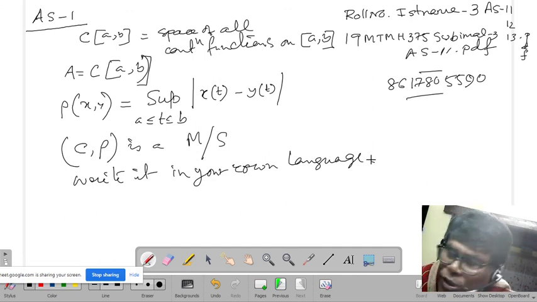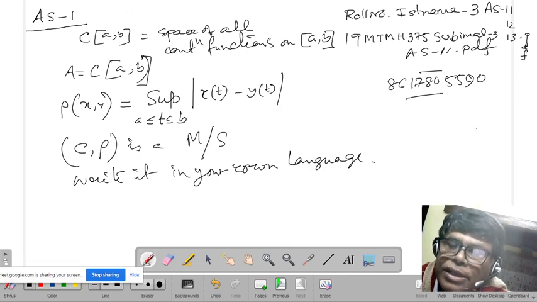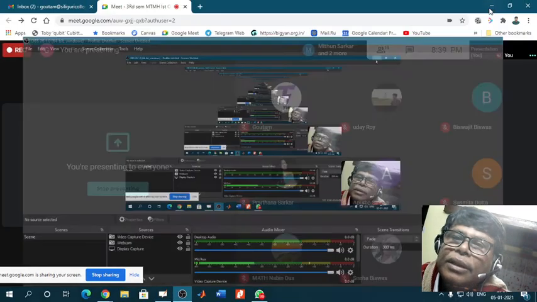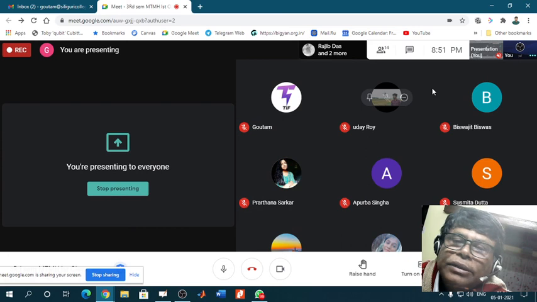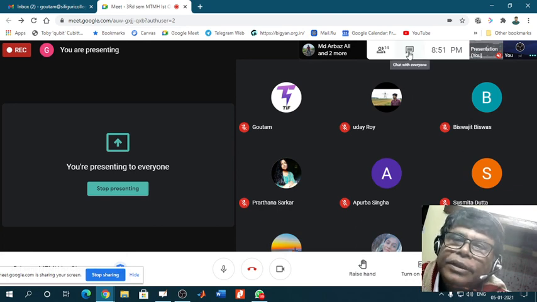Now you start sending all your roll numbers and names in the chat box. All of you who are present, send your roll number and name in this box.